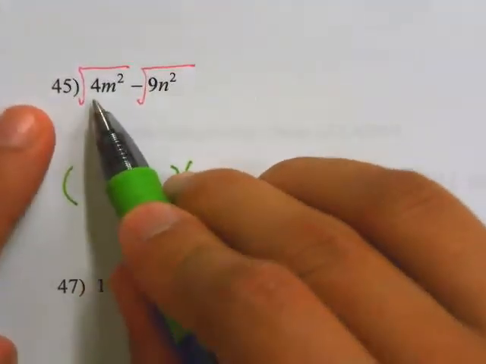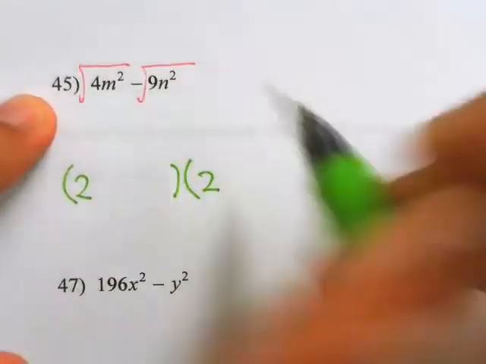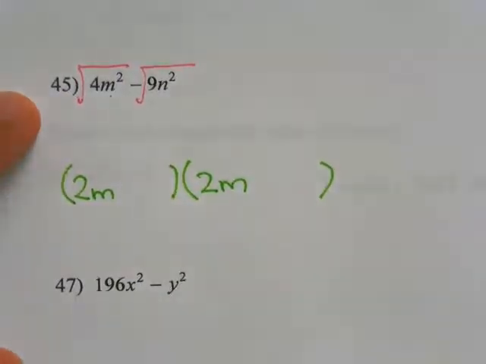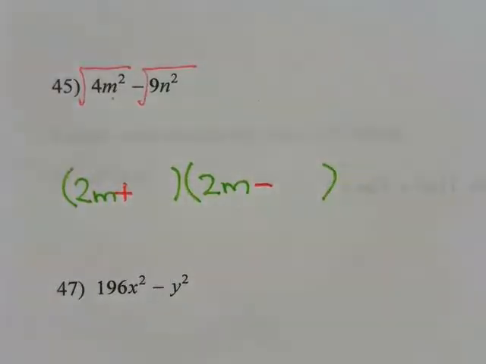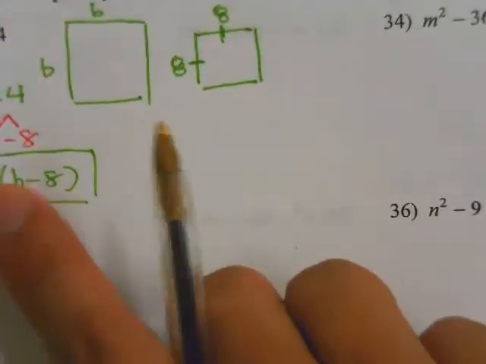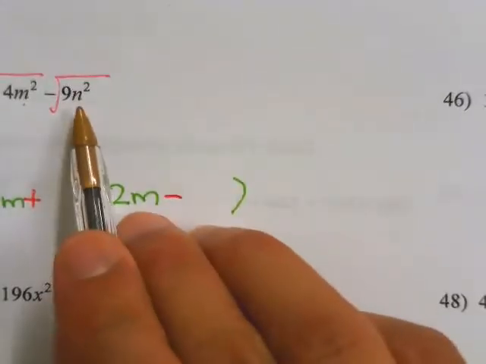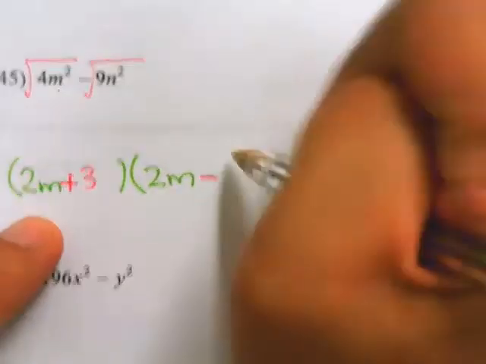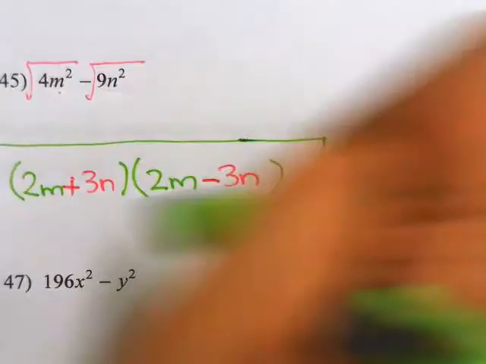Well, let's take the positive square root. The square root of 4 is 2. Square root of m squared is just going to be m. Okay. To factor this, we need 1 as a plus and 1 as a minus, just like how we've done it over here. And then now let's go square root the 9n squared. Square root of 9 is 3. Square root of n squared is n. And this is your factored form.